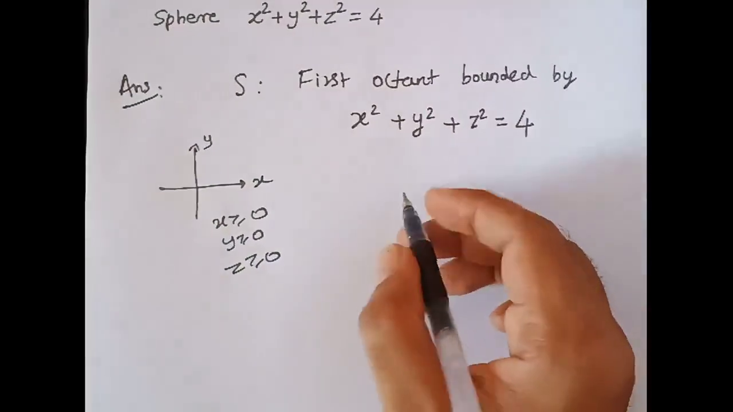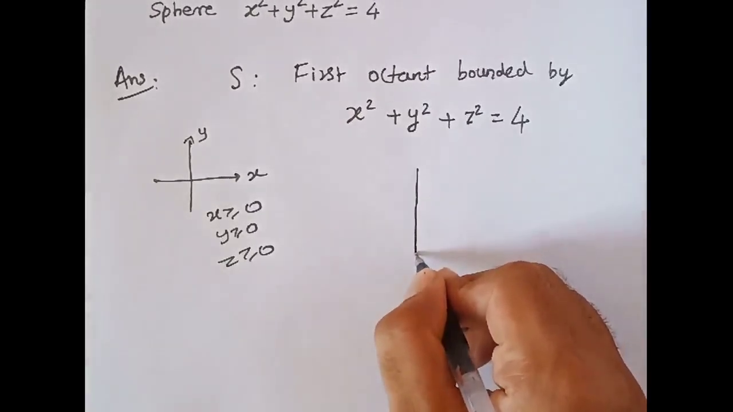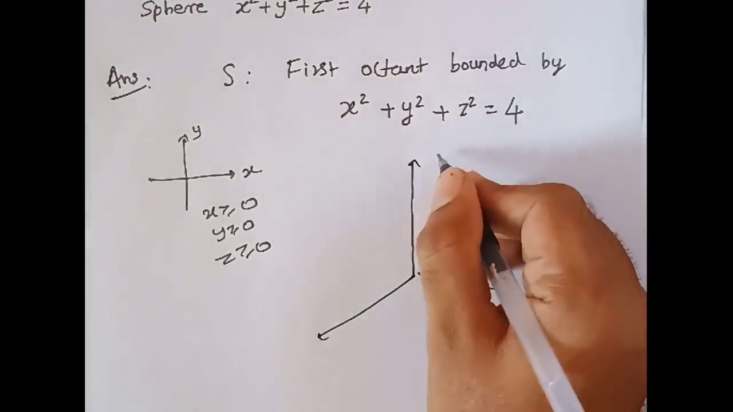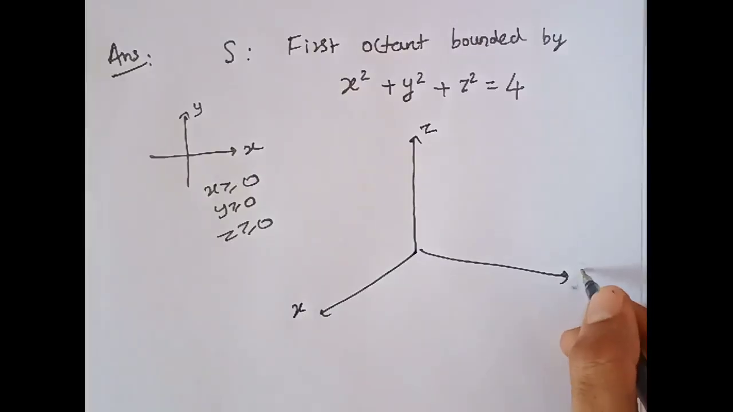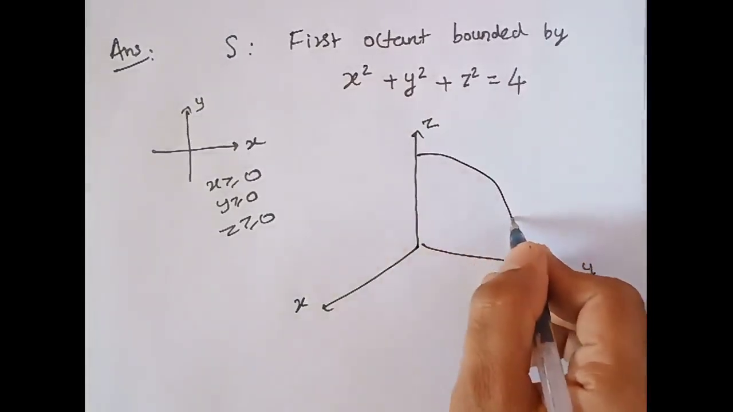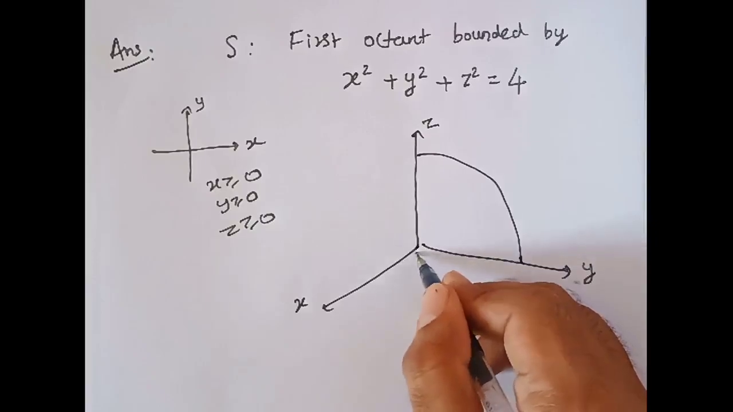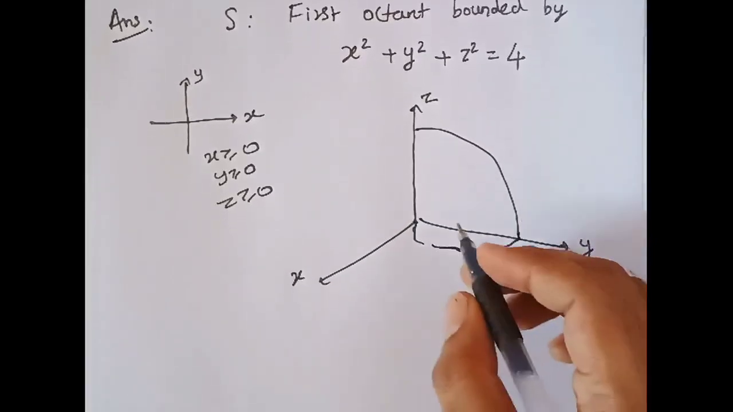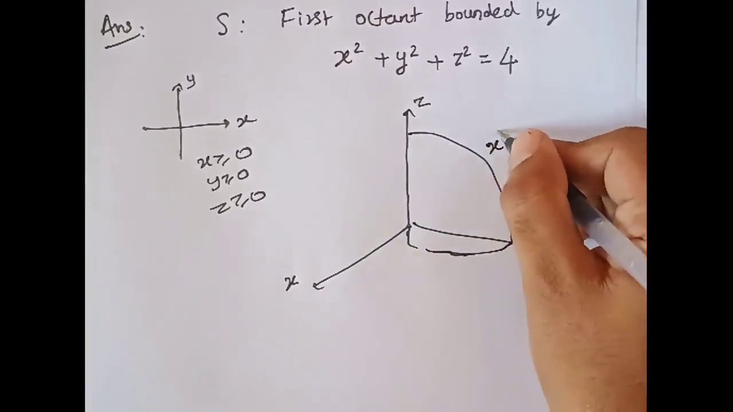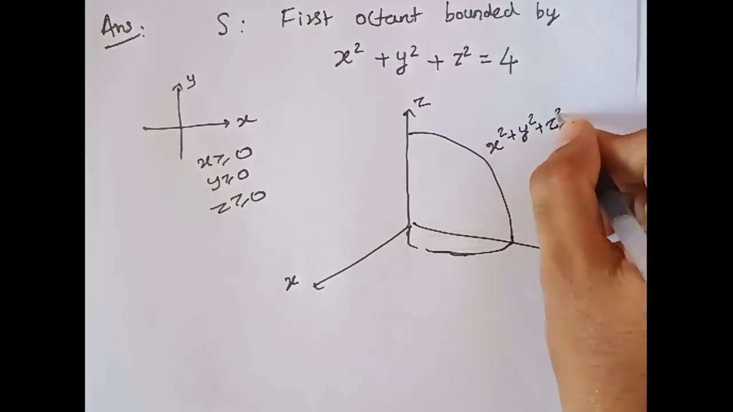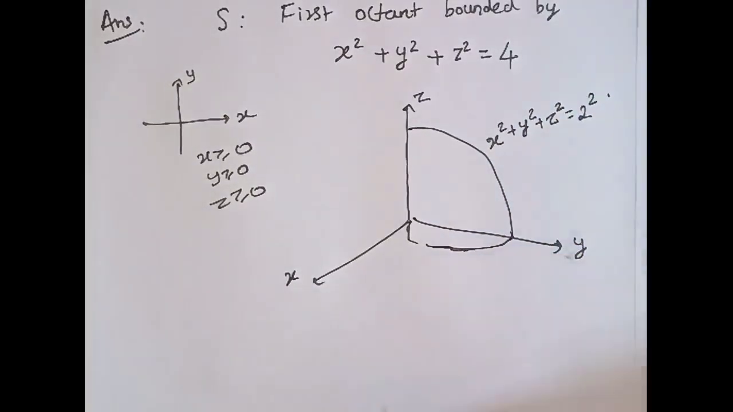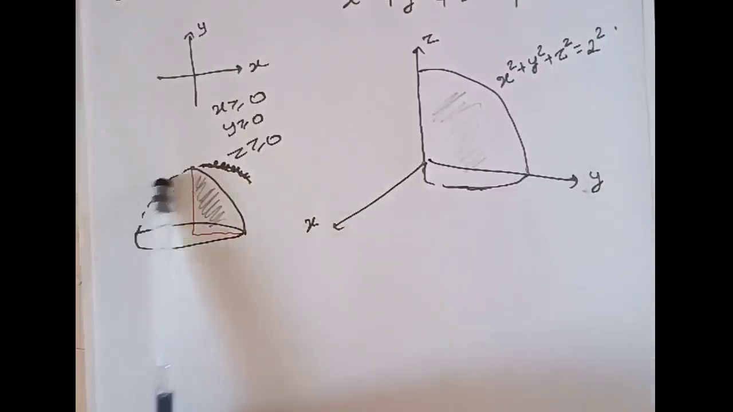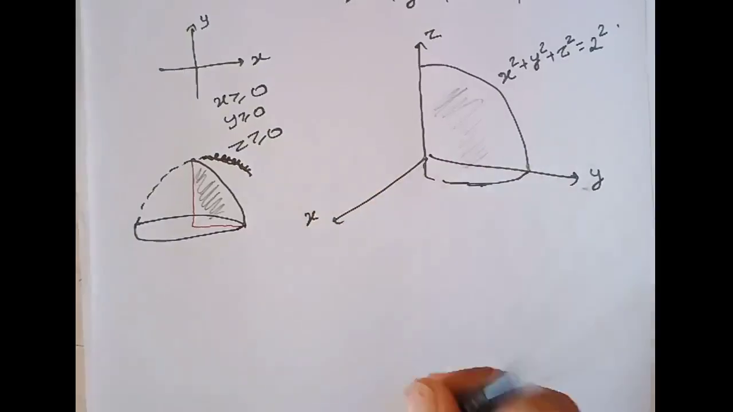All right, so our region over here is nothing but a spherical region. Suppose this is x, y, and z. We are just considering the first octant, something like this. So it is a spherical region where the upper boundary is x square plus y square plus z square equal to 2 square. Basically, if we take a semicircle, the right side of it is our region.